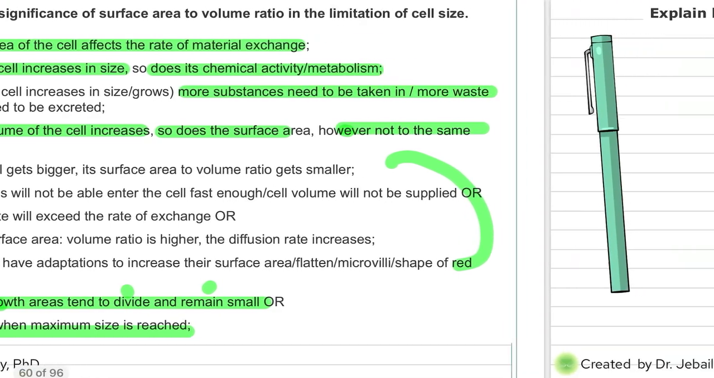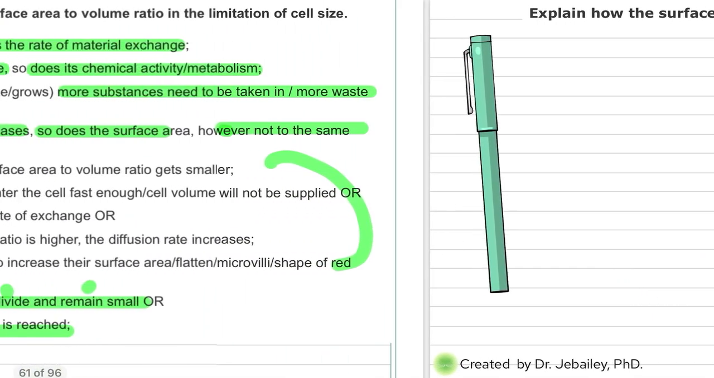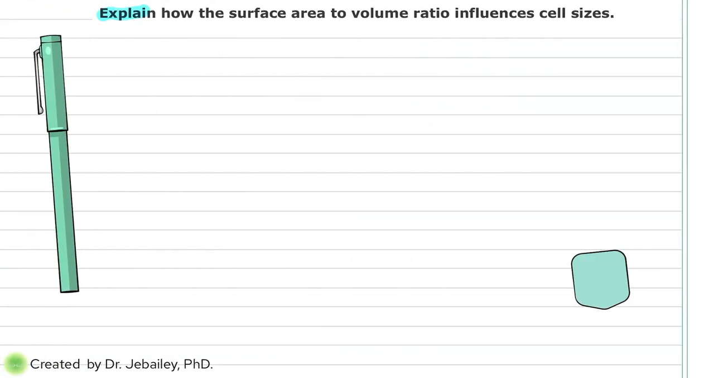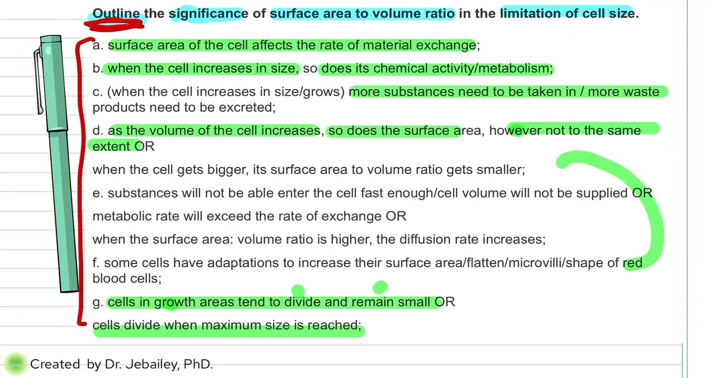Now, this is just an outline. Here is another question about surface area to volume ratio. Look very carefully at this question. It's exactly the same thing as this one. Look, this says outline the significance of surface area to volume ratio and the limitation of cell size. And this one says explain how the surface area to volume ratio influences cell size. It is the same question. However, there's one thing that is different, and it is this right here: explain. And this one is outline. Now look at the mark scheme.